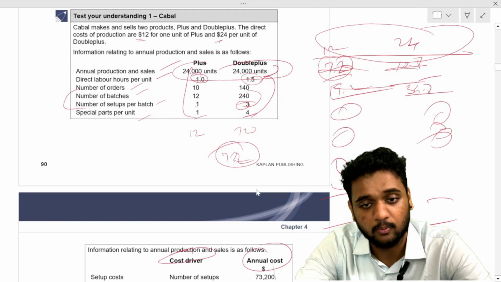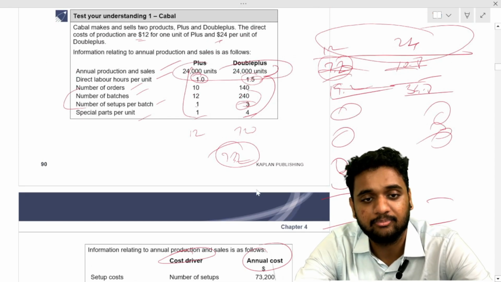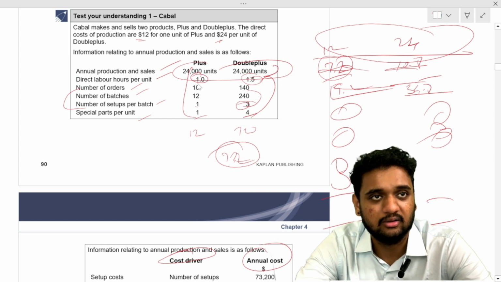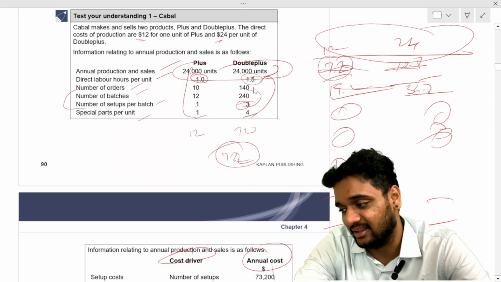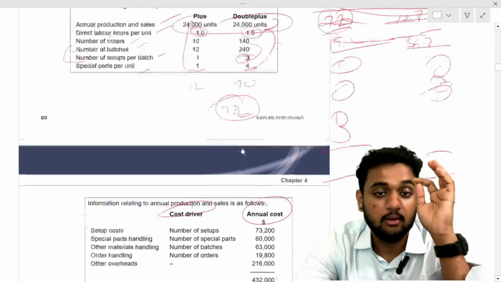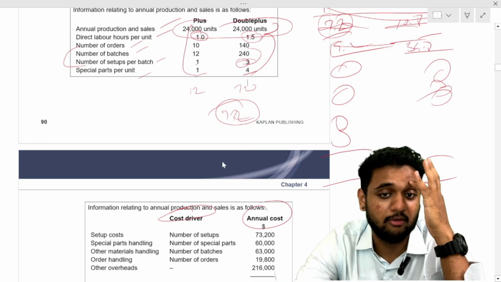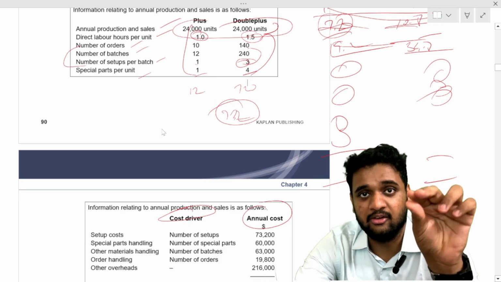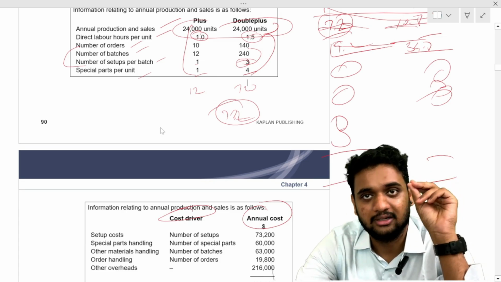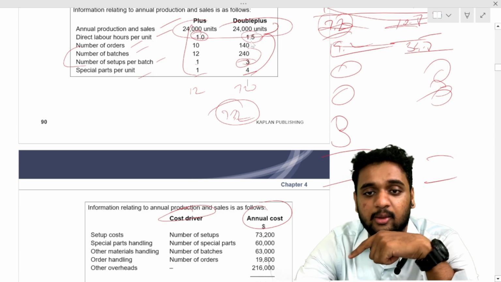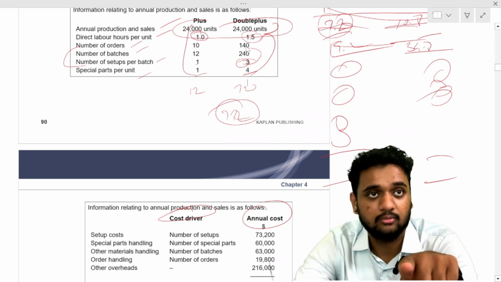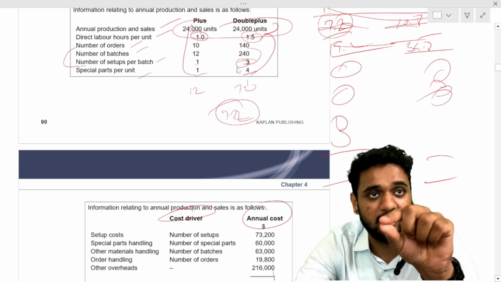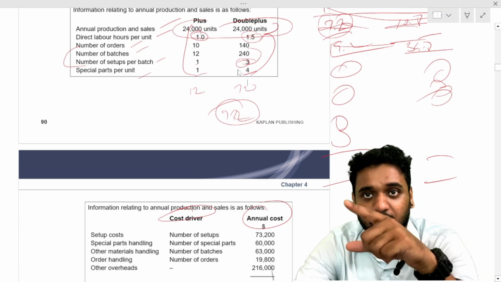Next, what you have to do? Into labor hour per unit. Into 1, into 1.5, if you do, you will directly get the answer. Be very careful, only when the number of hours is given can you use a shortcut. Direct labor hours are given, so directly 3.6 into 1, 3.6 into 1.5 you can do. If machine hours are given, machine hours per unit will be given, that into number of units you can directly do.